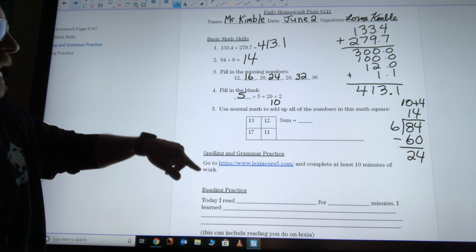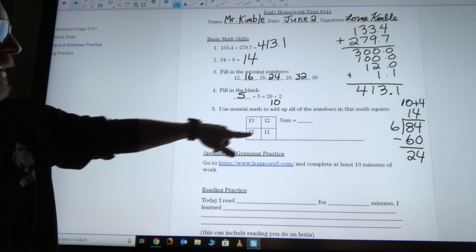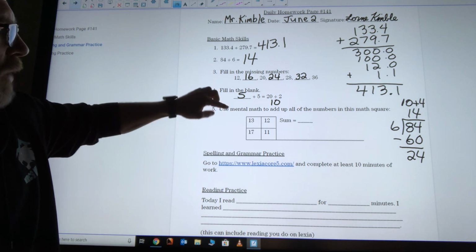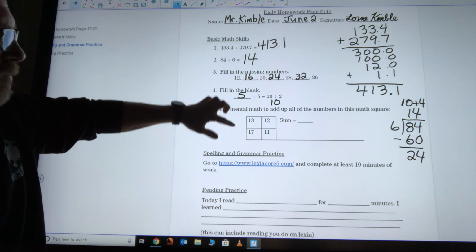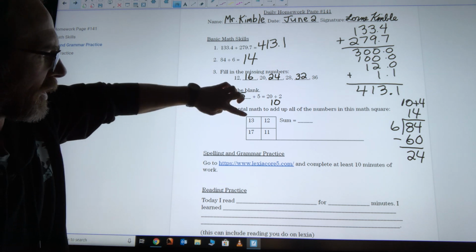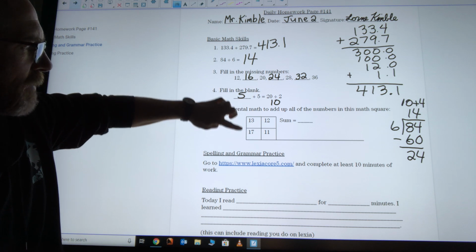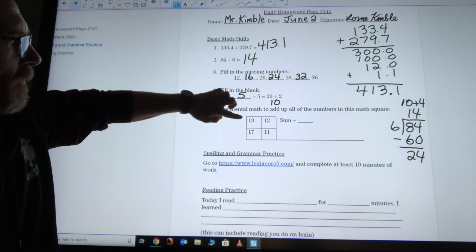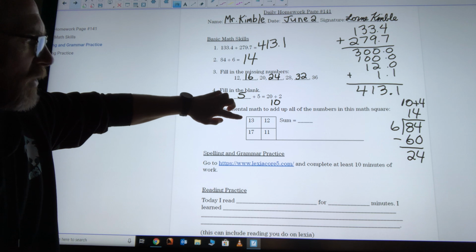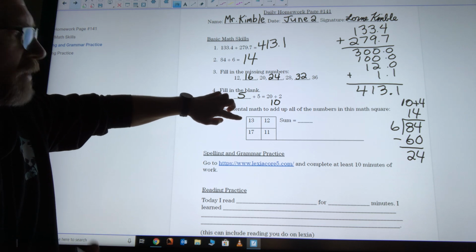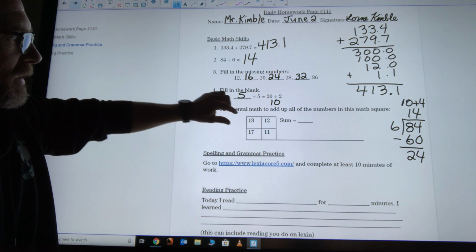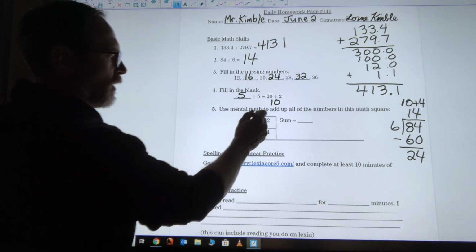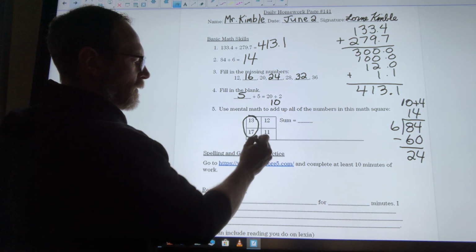My last question is looking at this math square, and I want to add all the numbers up to find the sum. So I should be able to do most of it in my head, because when I look at 13 plus 17, that's where I'm going to start. Well, I know 15 plus 15 is 30, and 2 less than 15 is 13, and 2 more than 15 is 17. So these together would have to make 30.